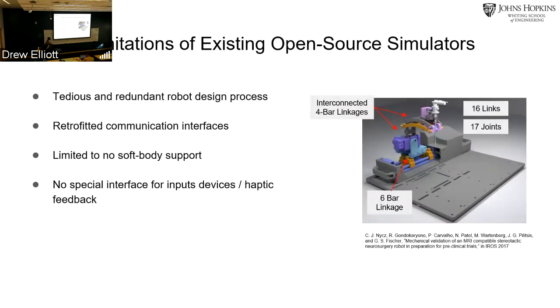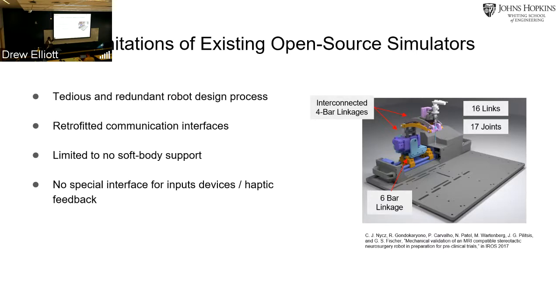A good example of a surgical robot is shown on this slide. This robot is WPI's neurosurgery robot for deep brain stimulation. The base of that robot has a six-bar linkage, and the top has two interconnected four-bar linkages. So you cannot conceive a tree for this kind of robot. You will have these loops, and then you will have to work around those loops.